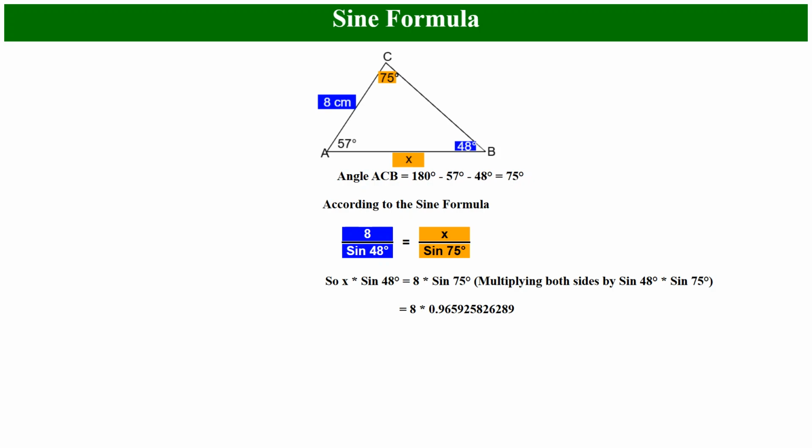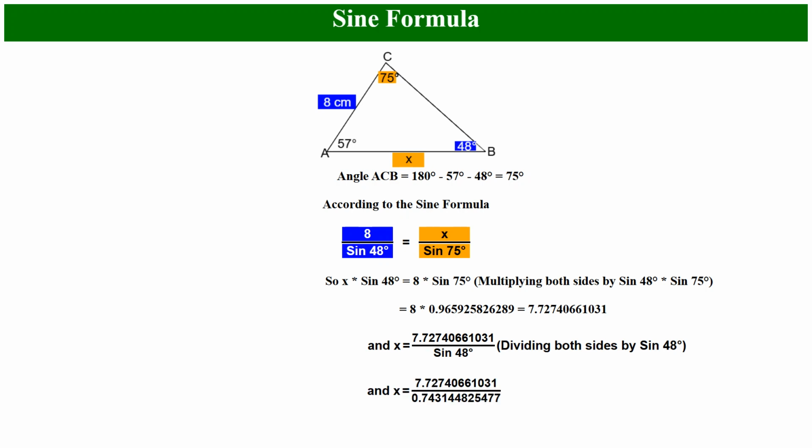0.965292, etc. And doing that multiplication on the calculator gives us 7.7274, etc. And now to get x, we need to divide both sides by sine 48 degrees. So we have this. And looking up sine 48 degrees on a calculator, it's that. And doing that division on a calculator will give us x to be 10.40 centimeters, correct to 4 significant figures.